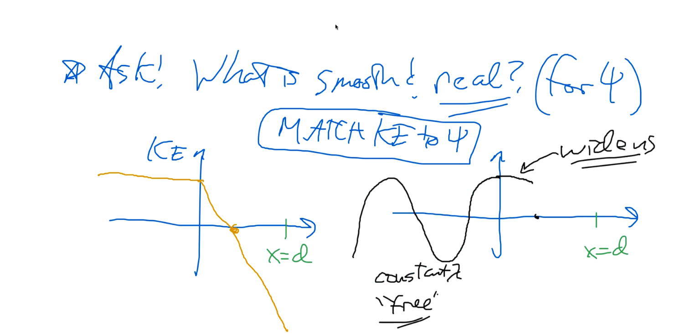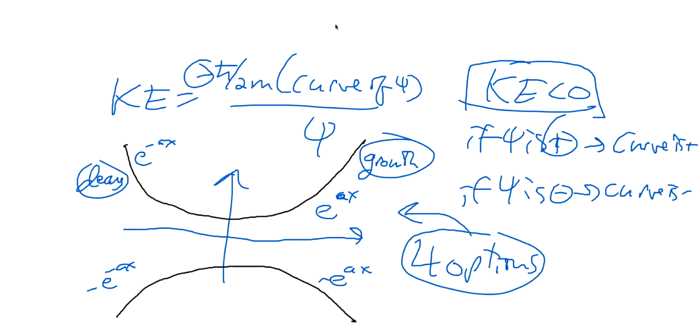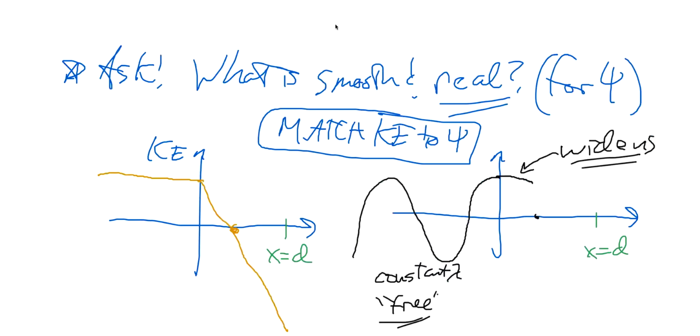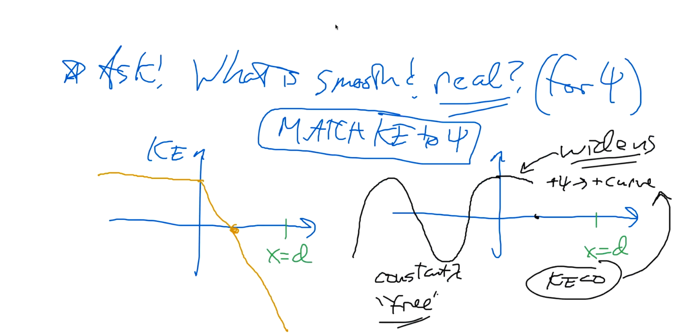So it's going to widen a little bit, and then, careful, psi being negative is not the same as kinetic energy being negative. Kinetic energy being negative brings us to these now. So which is it? Well, I have a positive value for psi here, which means I need a positive value for curvature. For kinetic energy positive, I get a wavy wave. For kinetic energy negative, I get an exponential increase.